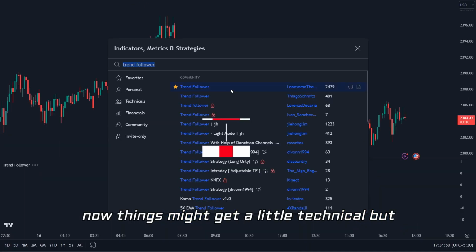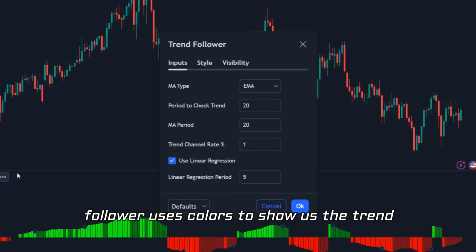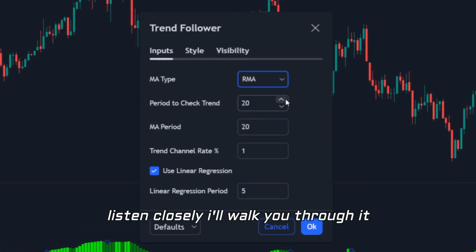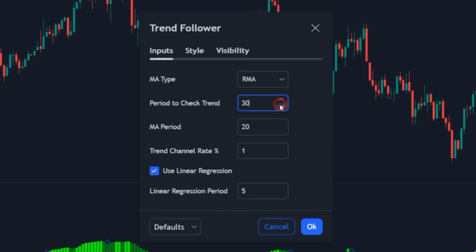Now, things might get a little technical, but don't worry, it's super easy. The trend follower uses colors to show us the trend. We'll need to adjust the settings a bit, so listen closely. I'll walk you through it step by step to make sure you're set up for success.